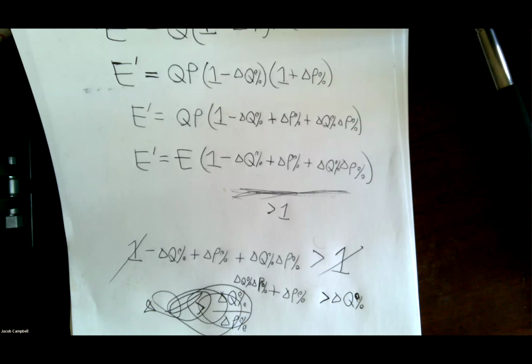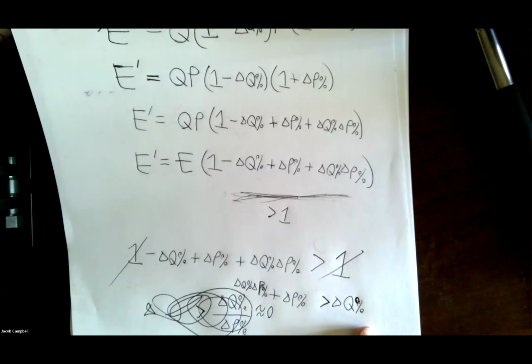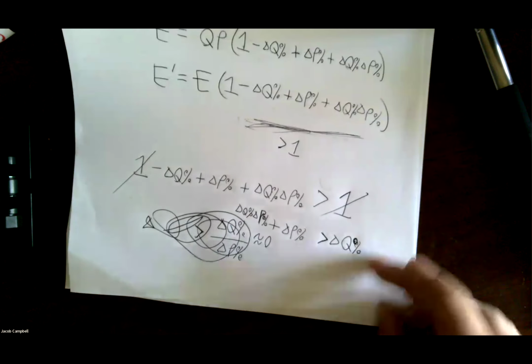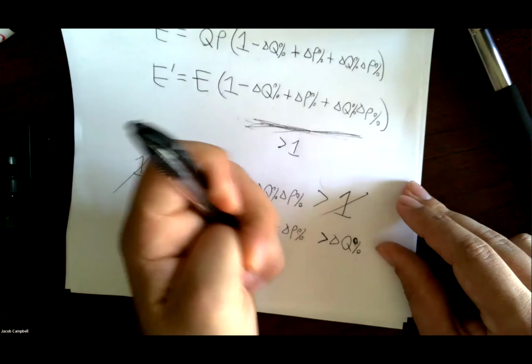This number, because it is a percentage multiplied by a percentage, and because we're usually talking about very small changes anyways, it's going to be a very, very small fraction. And so we can say that it is approximately 0. It's not exactly 0, but it's very close to 0 most of the time. And so we can eliminate that.